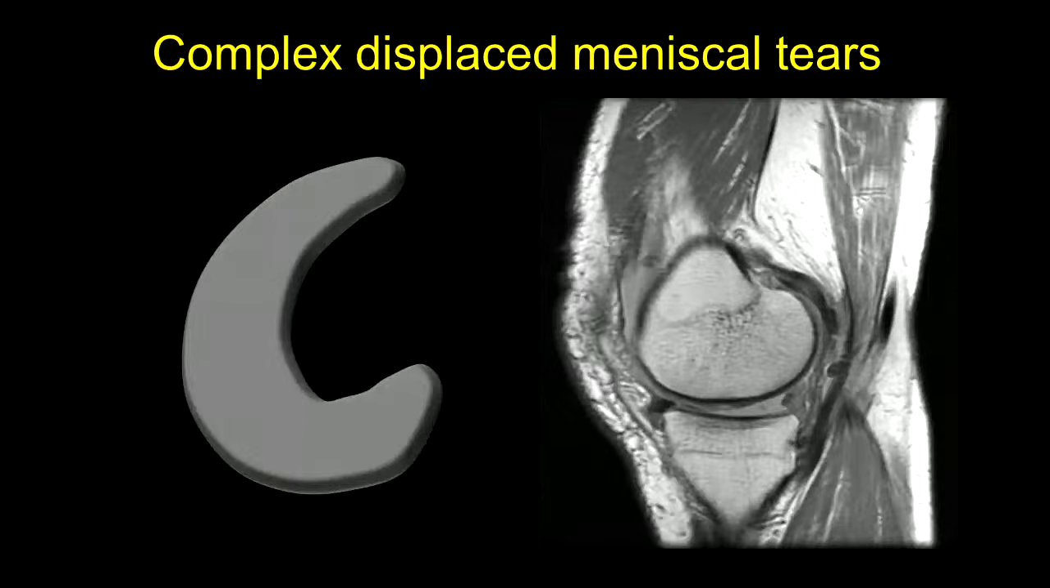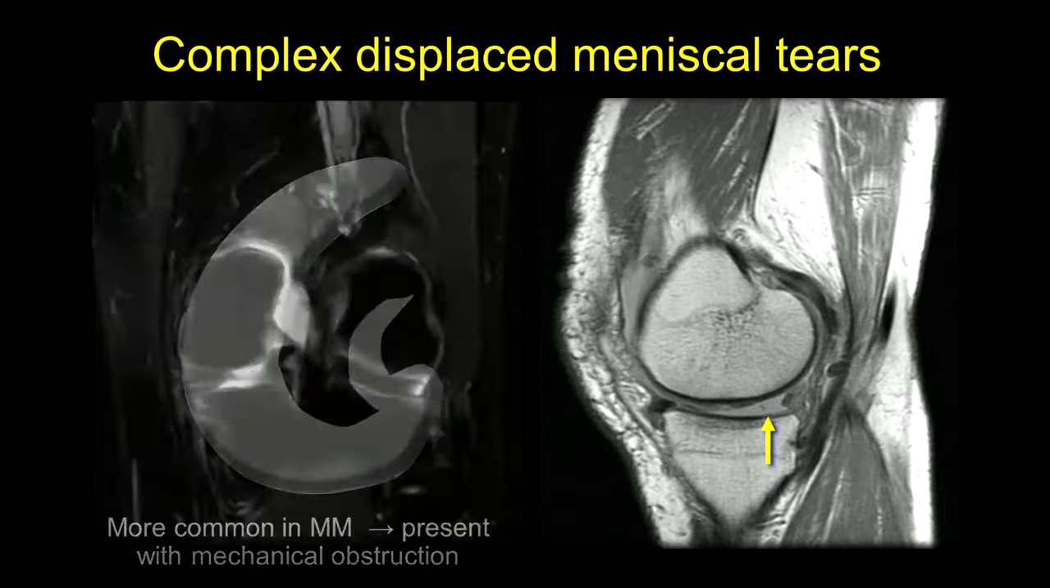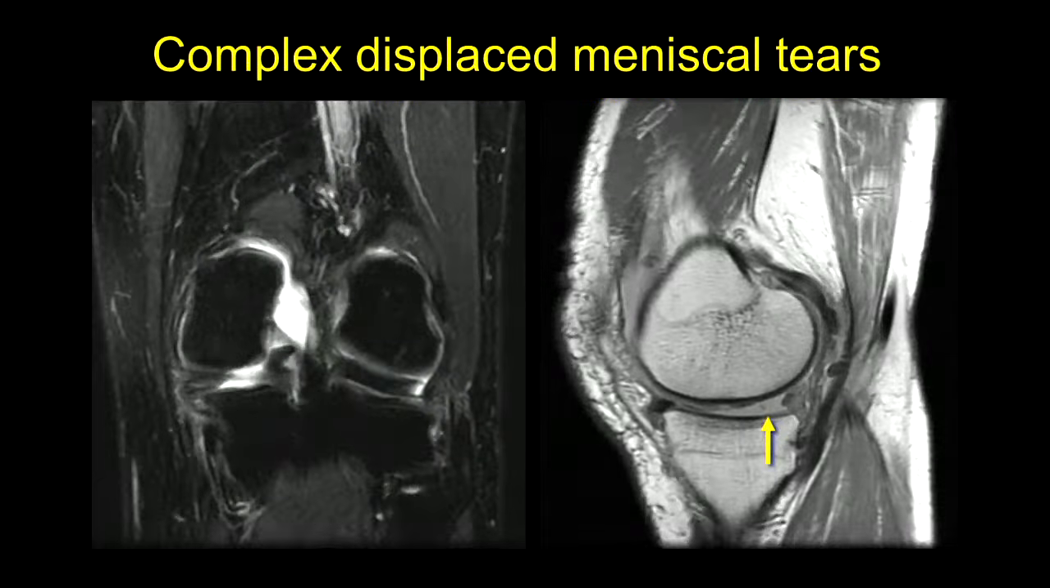Displaced meniscal tears are also quite common. So here we can see a flap of meniscus that is displaced. These are most common in the medial meniscus, and the patient tends to present with mechanical obstruction or locking. If we look in the posterior horn of the medial meniscus, we can see that there's a large chunk of the meniscus missing. We want to look in the different imaging planes to see if we can locate where this piece of meniscus has gone.